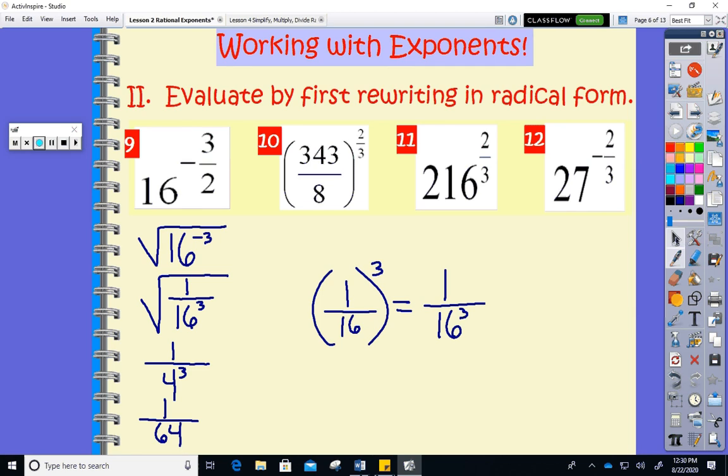Typically, it's a little faster to do the root part first because it makes the number smaller, and do the power part second because it makes the number larger.